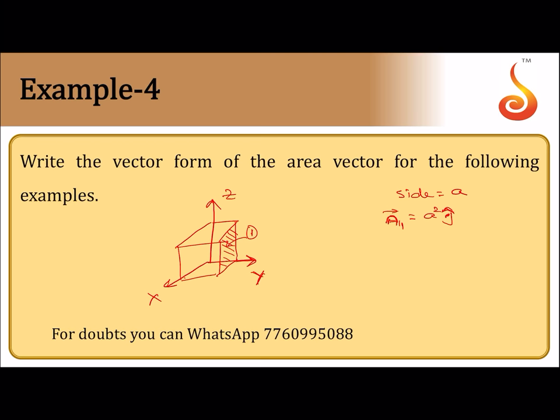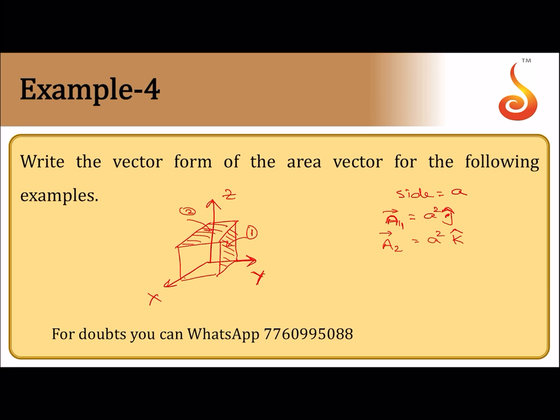If I look at the next surface, if I take this surface over here and I call that surface 2, what is area A2 bar? It is once again a square, so it will be A squared. But now which direction is it pointed? It's pointed upwards, which is your Z axis. So A squared K cap will be your area vector for surface 2.